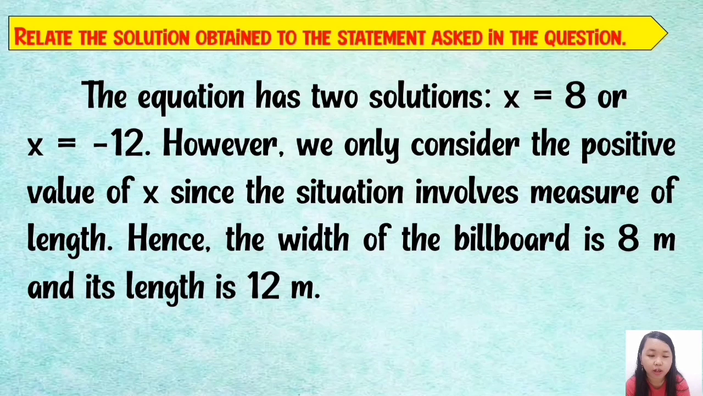How do we get 12 meters? Again, the length is 4 meters longer than its width. So 8 plus 4 will give us 12.